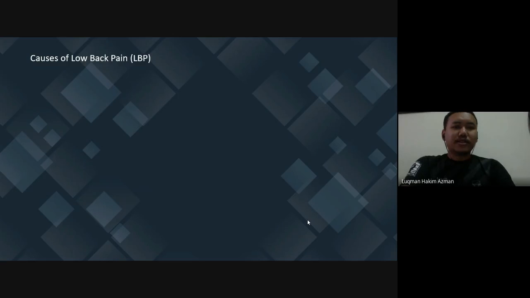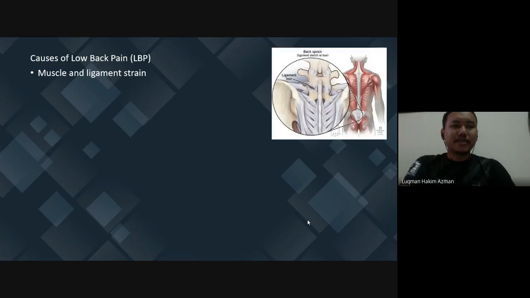Now we move on to the causes of lower back pain. The first one is muscle strain and ligament sprain. This can happen suddenly or can develop slowly over time from a repetitive movement.